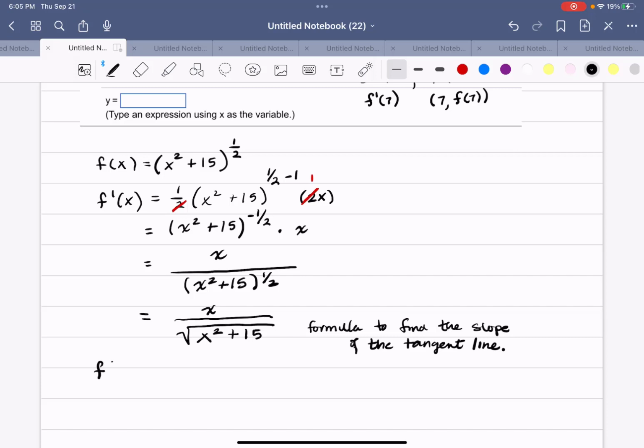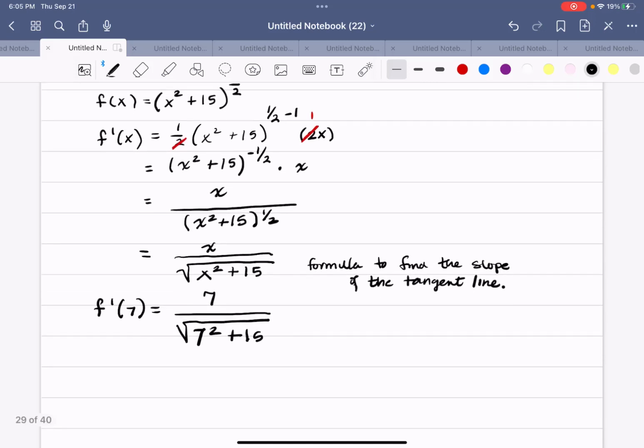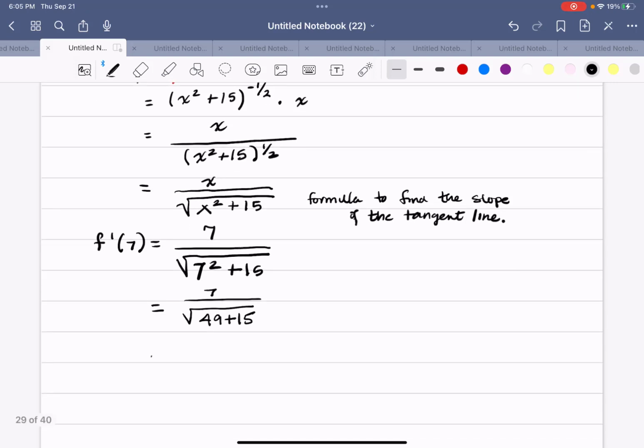So I have to find f prime at 7. So it's going to be 7 divided by the square root of 7 squared plus 15. That's going to be 7 over the square root of 49 plus 15. That's going to be 7 over the square root of 64. So my slope is actually 7/8. So this is the slope that I'll use for my tangent line.